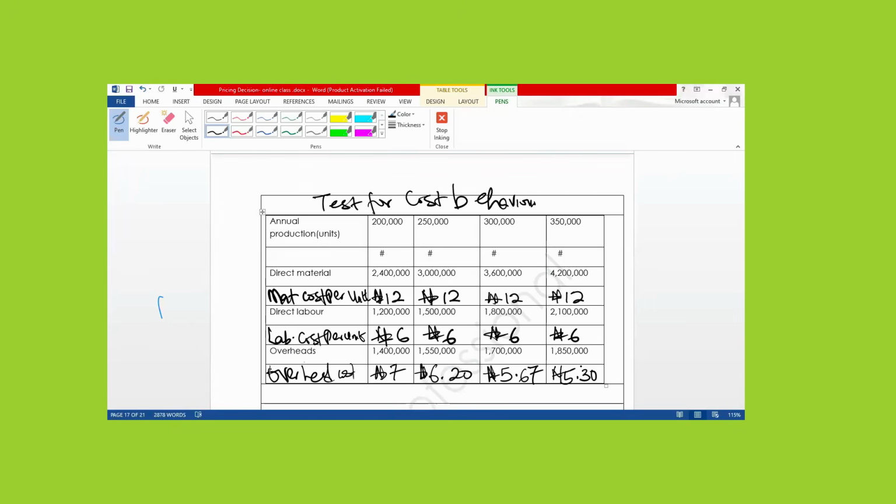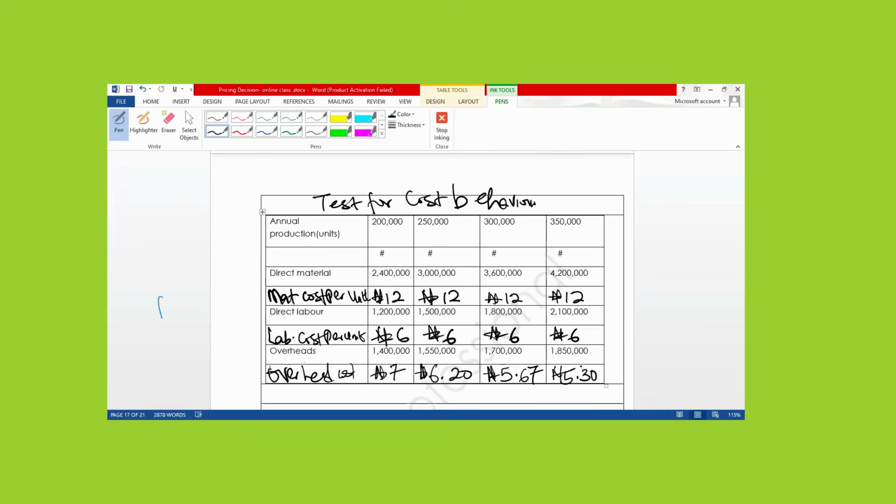As your production volume increases, total overhead costs increase, but overhead cost per unit falls. What kind of cost is this? It's a mixed cost. This overhead cost is a mixed cost. It contains variable overhead and fixed overhead.